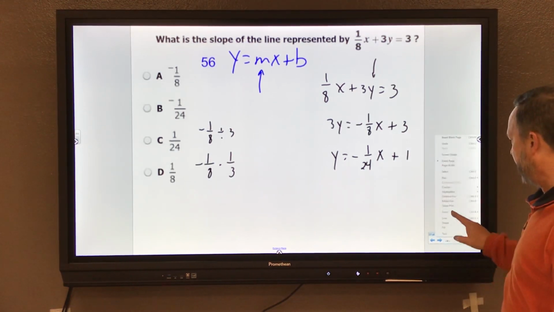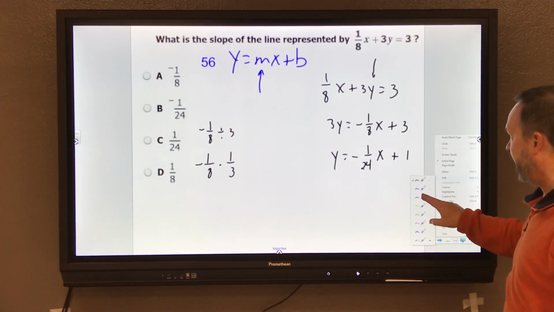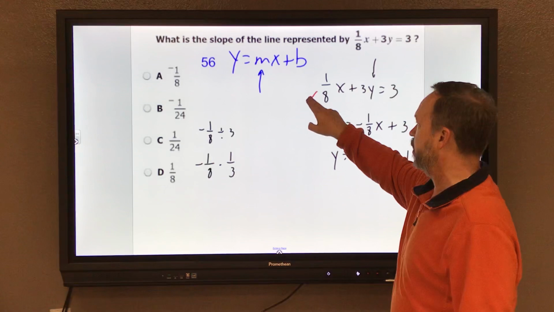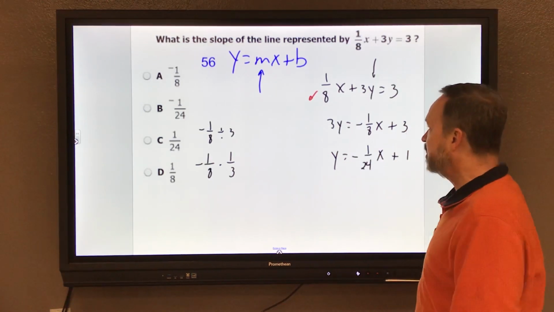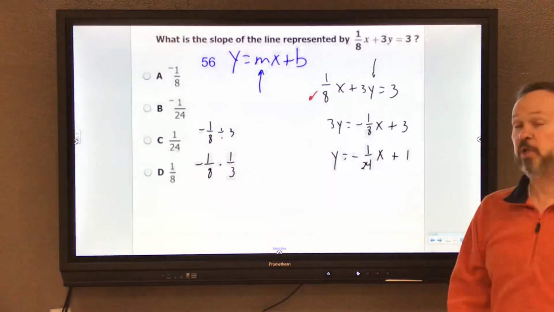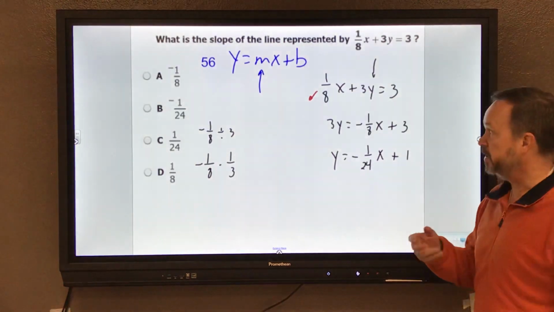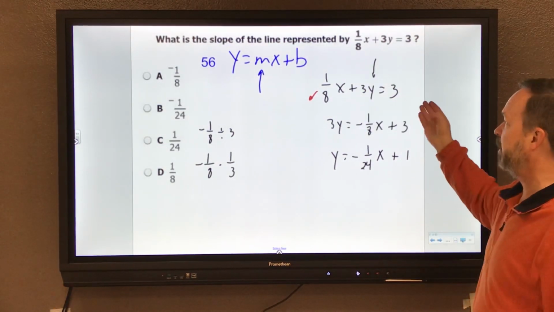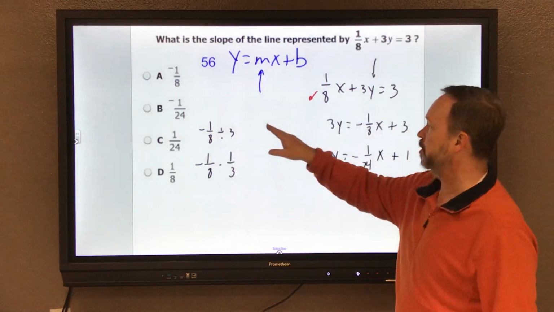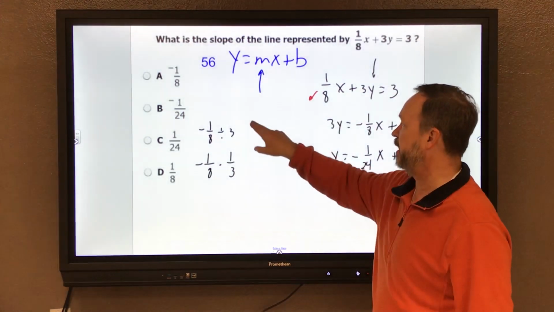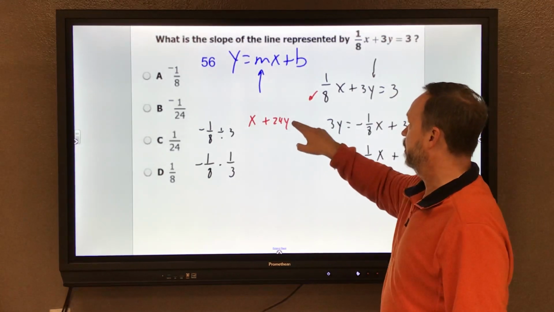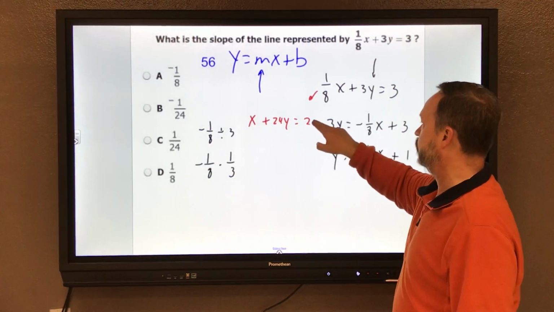Now, I'm compelled here to go back and take the problem from here and work it a little bit differently. Because I said this is an equation with fractions, and we could make the fractions disappear. How? Multiply by the least common denominator. What is the only denominator here? 8. So everybody's going to get multiplied by 8. So that multiplied by 8 is x. That multiplied by 8 is 24y. And that multiplied by 8 is 24.